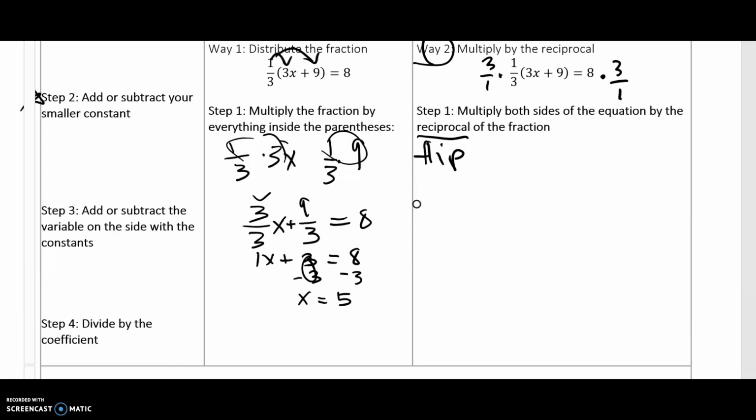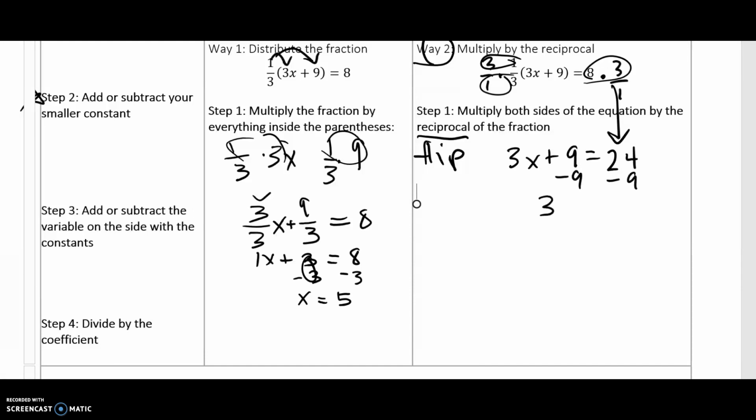Doing this is going to essentially make this become 1 over 1, which gets rid of it from that side. And then doing it on this side means I have to do 3 times 8. So I'll be left with 3x plus 9 equals 24. From this point, now I'm going to have to worry about these other steps. So I'm going to subtract the 9 from each side.